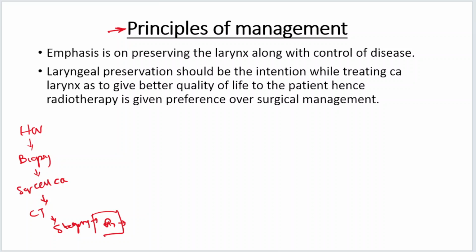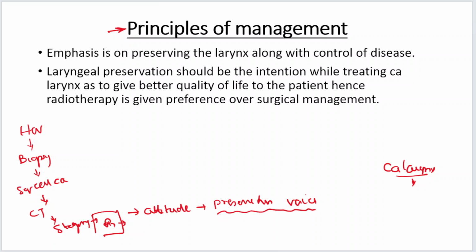Before you go for this treatment, the basic attitude with which you are going to look at the treatment is that you want to preserve his voice. Now, this is a patient of carcinoma larynx. He has been smoking all throughout his life. The first thing that you will think of is remove the larynx, give him a good life. But if you do not give him a voice, the first way you want to communicate with somebody is voice, right? Without a voice, he will have a huge handicap.